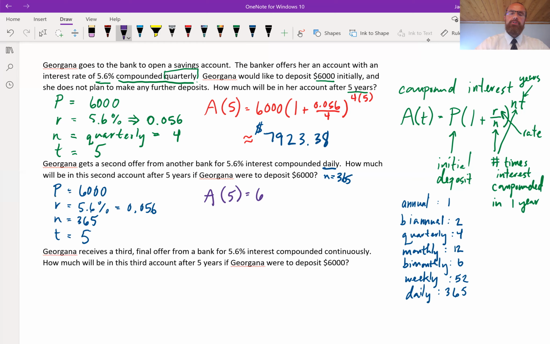So again, not much has changed. And really what we need to think is, will she have more in the account if she compounds the interest more frequently? The same or less? What do you think? So 0.056 over 365. So that's where that new value appears. It also appears in the power, 365 times 5. So again, I want to put this calculation burden on Desmos. So I'm going to head over to that graphing calculator.